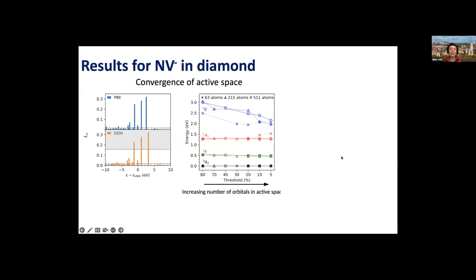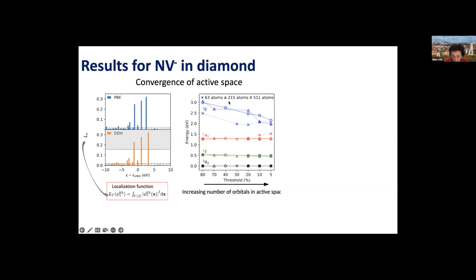Okay, so results. Let's look at the NV minus in diamond. We start either from a DFT calculation based on semi-local functionals, for example PBE, or a hybrid functional, for example DDH. We choose the active space with the localization function that I told you about before. And so these bars here are the energies of the single particle orbitals that are part of our active space. And then we compute the energies of the many-body states.